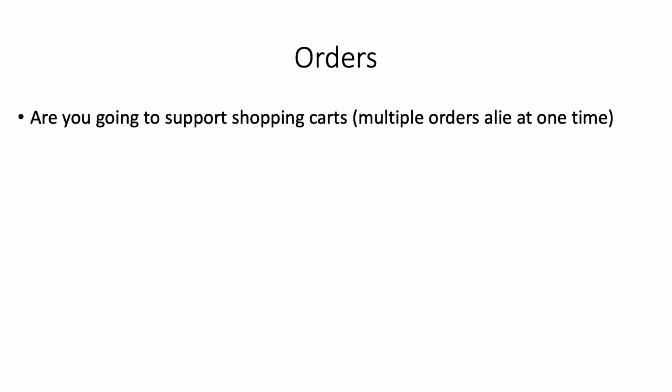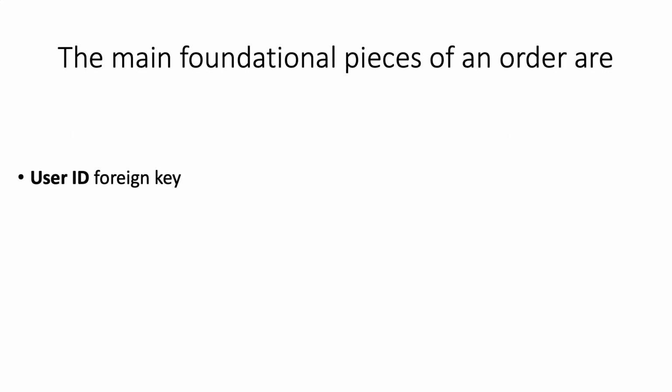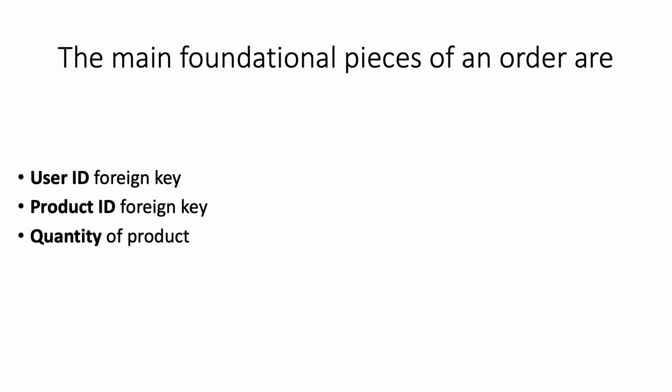And then we're going to hopefully have orders, because orders are what make the world go round. Are you going to support shopping carts, i.e. the ability to have multiple orders open for a customer at the same time? The main foundation pieces of the order are a user ID, so you know what user the person is, a product ID, so you know what product they want, which is going to be a foreign key, and the quantity they want of the product.